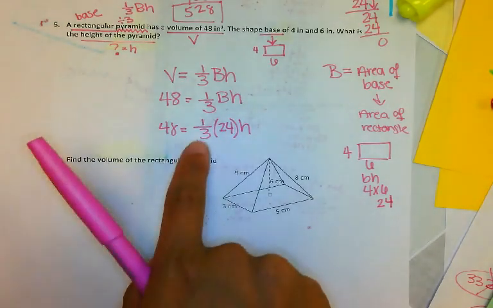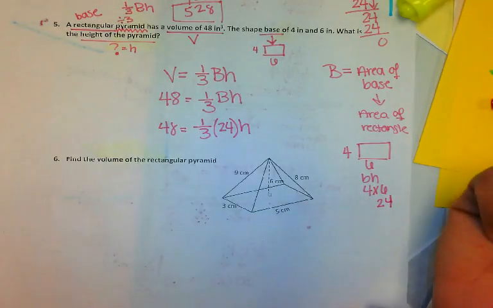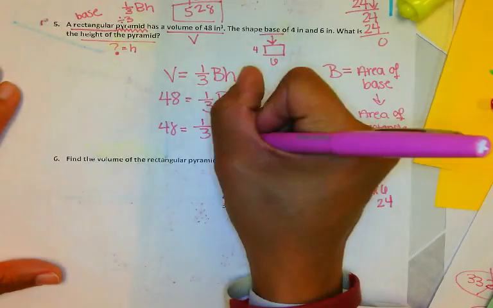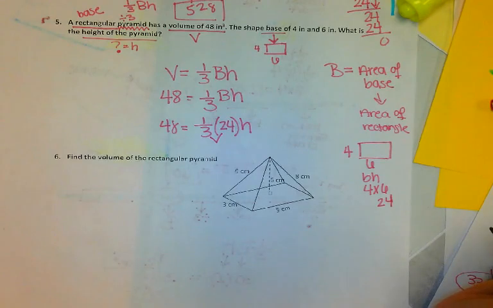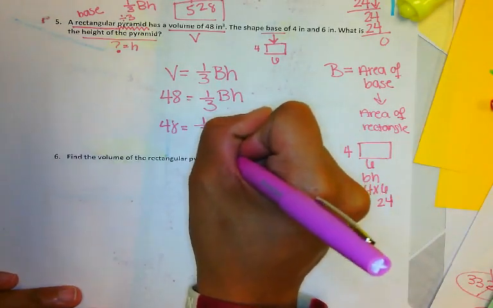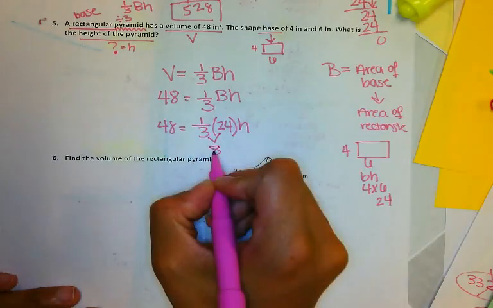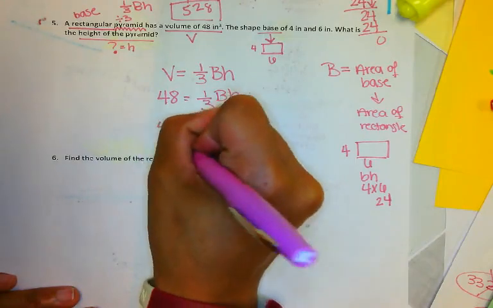Well, now I have 1/3 of 24. 1/3 means what? What does 1/3 mean? Hopefully you said divide by 3. So take 24 and divide it by 3. Hopefully you got 8. So now I have 8. I have this h and I have this 48.